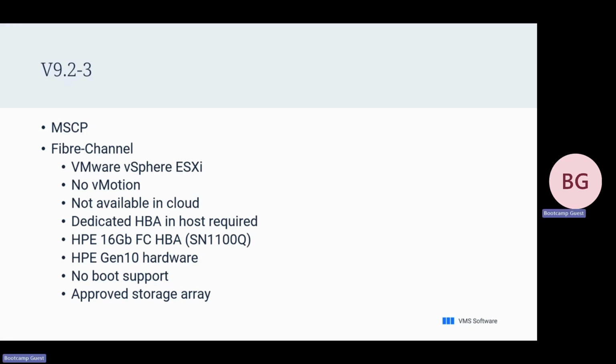No cloud provider will put a fiber channel controller in a host system in the cloud farm. So in the cloud, you cannot use this technique. It requires a dedicated HBA. That HBA has to be this HP SN1100Q 16 gigabit fiber channel card. That's the only one we supported in 9.2.3.